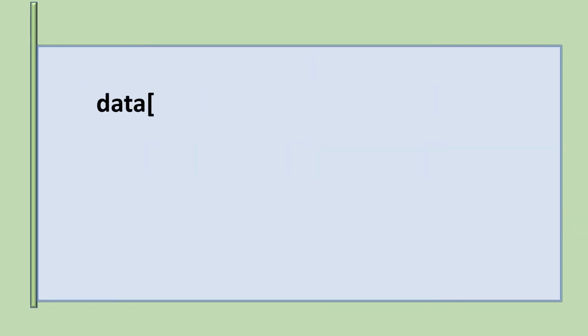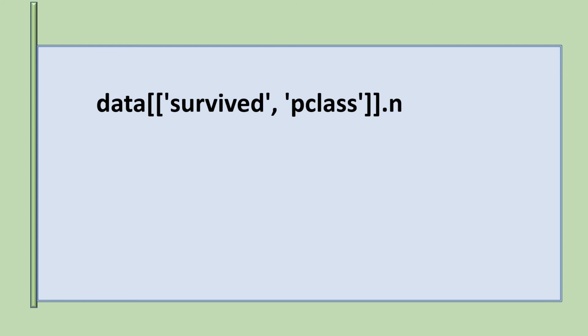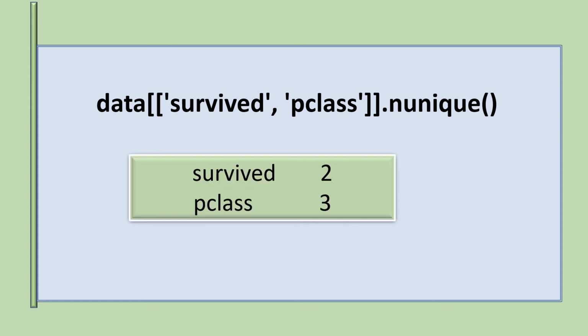For nunique, we are starting with data followed by a square bracket inside which another square bracket is there, which has two columns, firstly survived and pclass, and ultimately dot nunique. By nunique we mean that we are looking at the unique values that are present within these two columns. Again, we are looking for the count of unique values, not exactly the unique values. And in answer, we are going to get the count of unique values for both the columns, that is survived and pclass.